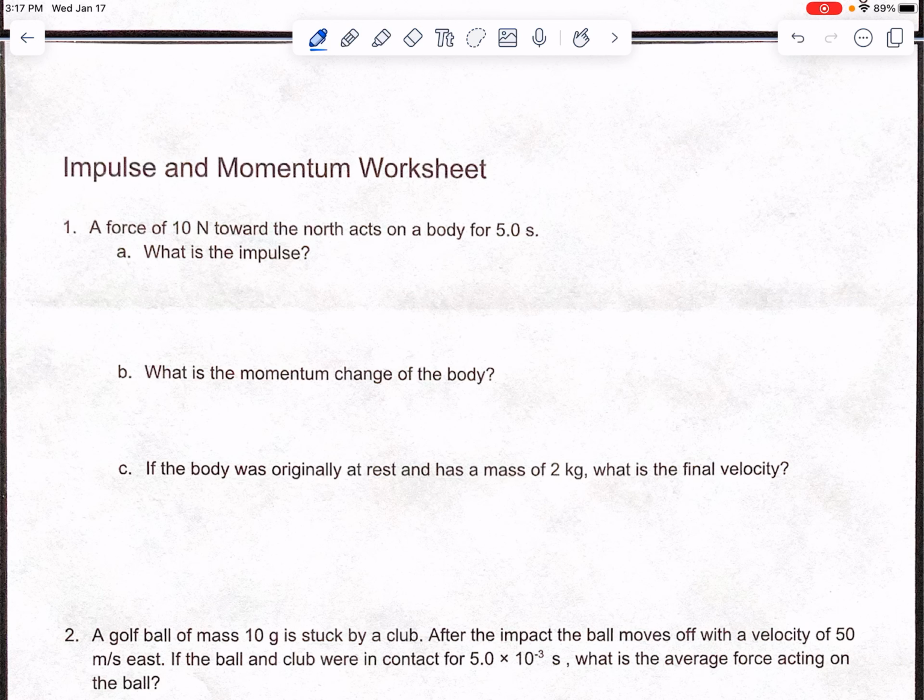Okay, so this video is going to go over pages 9 through 11 in your packet. So we're going to go over impulse and momentum together. A couple things is we got some equations to look at.